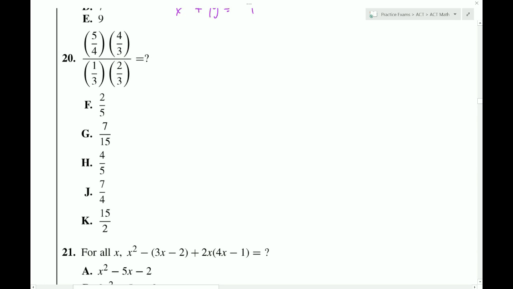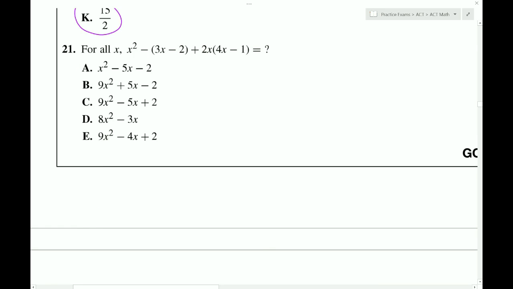Alright, so here we notice that these 4's will cancel, giving 5/3. And here we get 2 over 9. Then we could keep change flip, 9 over 2, multiply. And then this 9 over 3 would just give me a 3 on top. So I would get a total of 15 over 2.